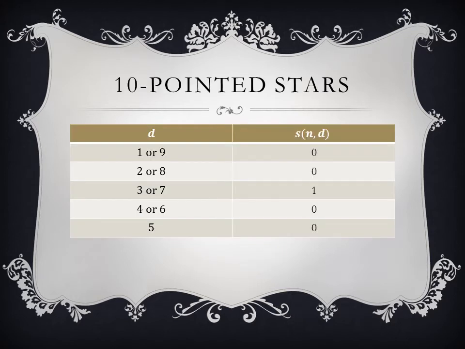So after testing, we can see that there is one unique 10-pointed star. This supports our hypothesis that you get a valid star if n and d are relatively prime and d is not plus or minus 1.